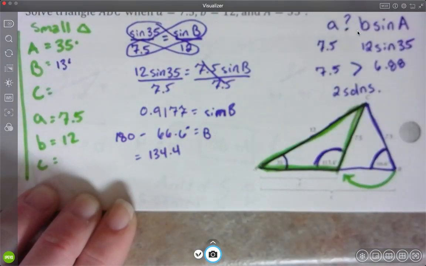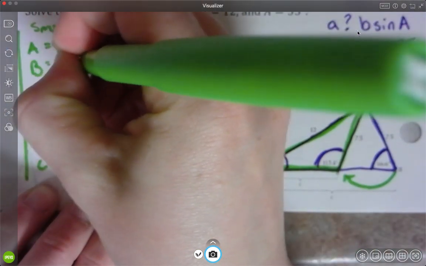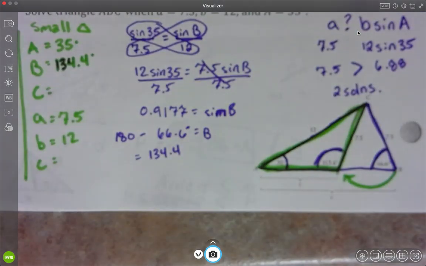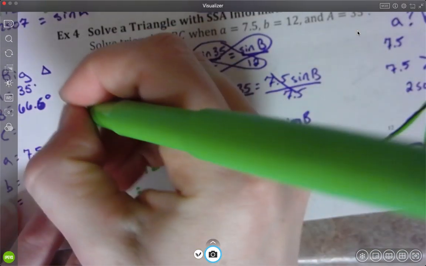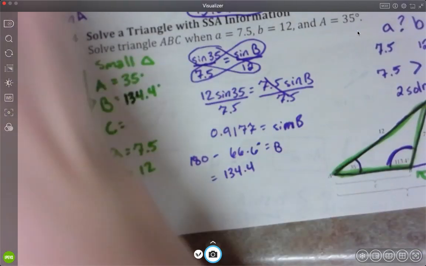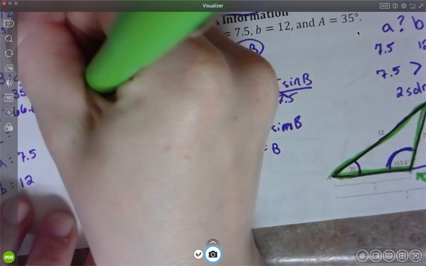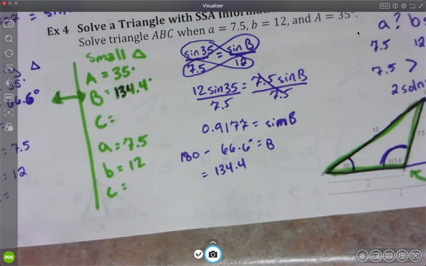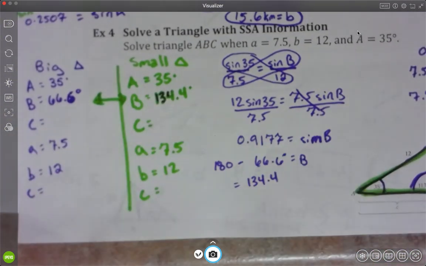I should write this in green. 113.4 degrees. That's what it will end up being. Okay, so that's the relationship between those two. Those two things will add up to be 180 degrees, those B's that we're solving for.